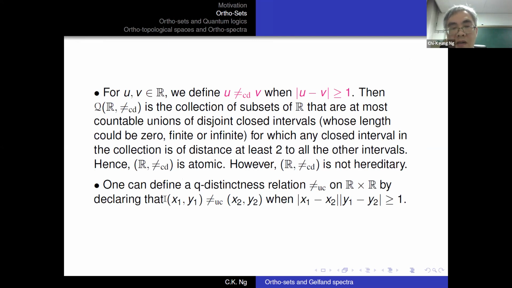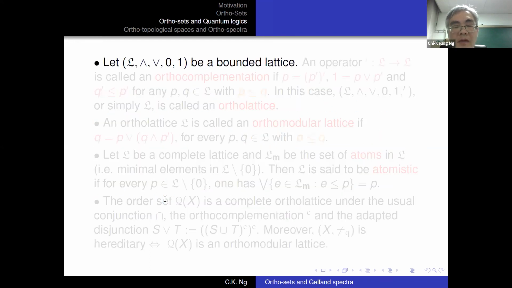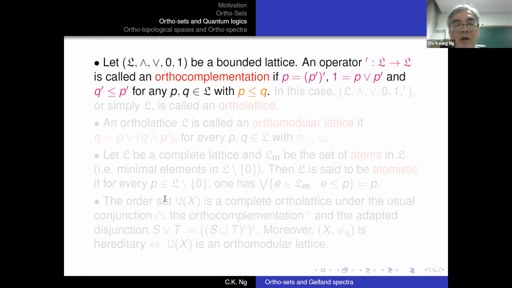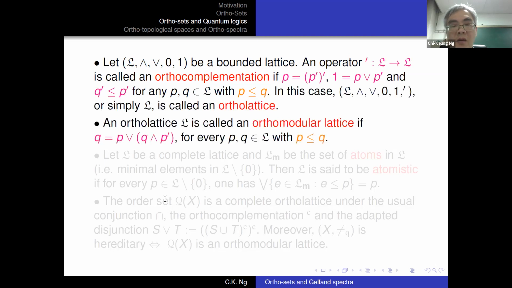Something that we discover is that this ortho set is actually related to ortho lattices, in a very close connection. Let me tell you what an ortho lattice is. An ortho lattice is a bounded lattice with an ortho complementation, and an ortho lattice is called ortho modular if we satisfy this condition.